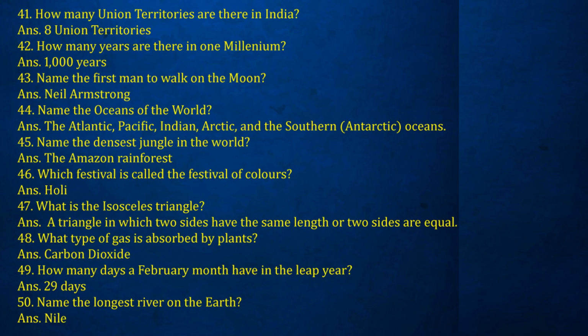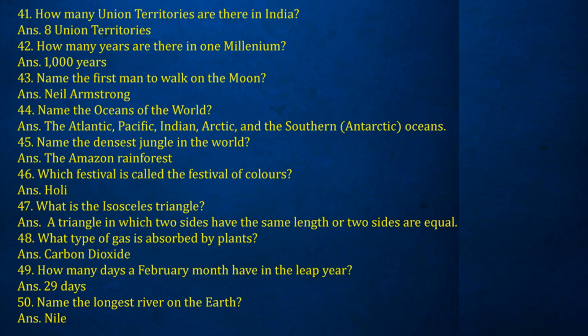45. Name the densest jungle in the world. Ans. The Amazon rainforest. 46. Which festival is called the Festival of Colors? Ans. Holi. 47. What is the isosceles triangle? Ans. A triangle in which 2 sides have the same length or 2 sides are equal.